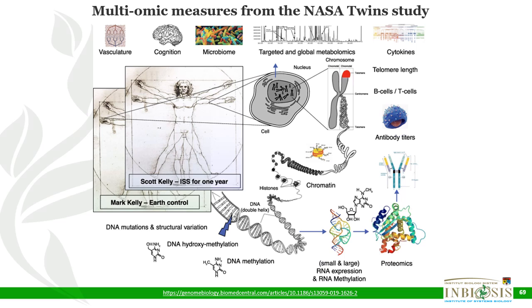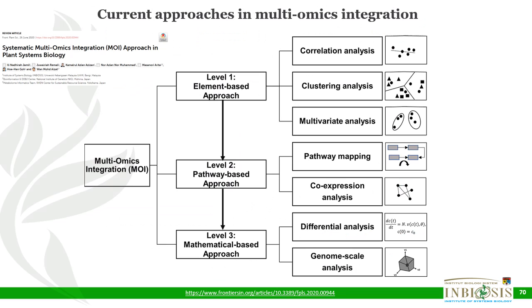Another example is the multi-omics study of twins initiated by NASA to study the effect of living in the International Space Station for 1 year. You can see that many data are collected. This diagram summarizes the different levels of approaches for multi-omic integration. They are element-based, pathway-based, or metagenomics-based. You can refer to this review.